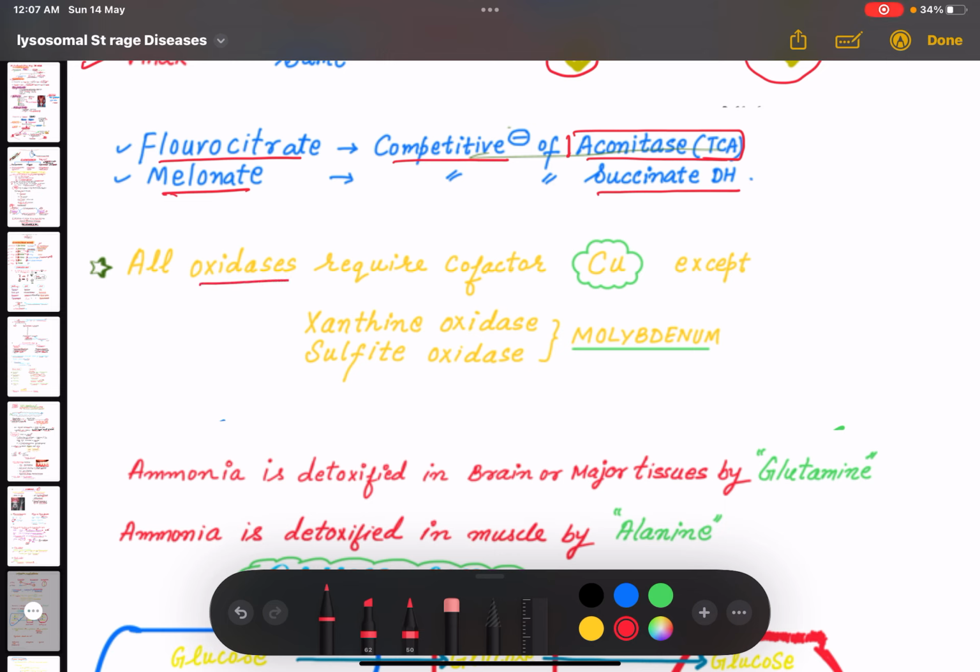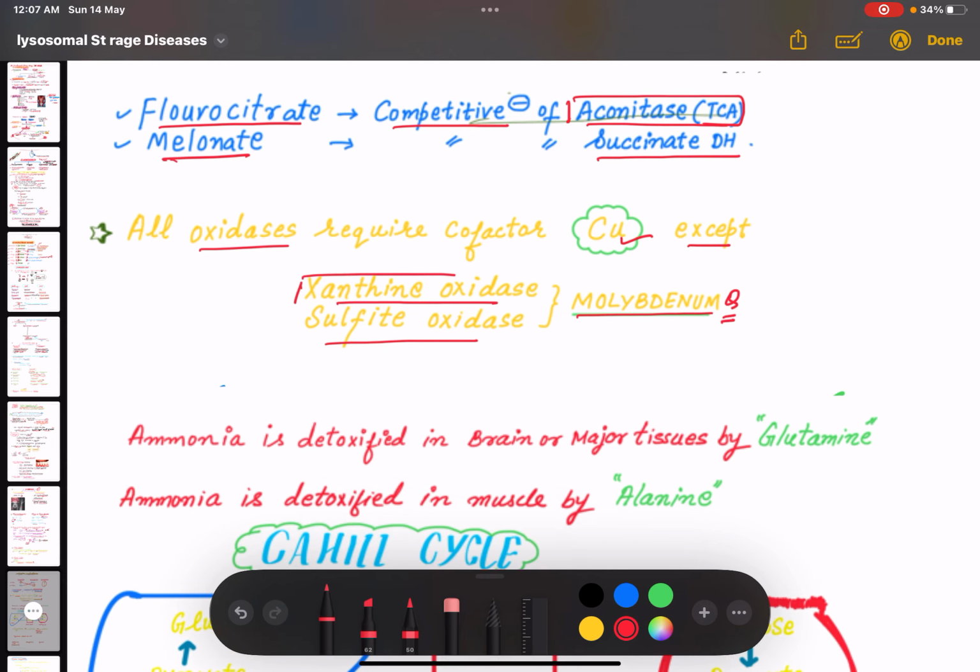All oxidases require cofactor copper except xanthine oxidase and sulfite oxidase. They need molybdenum. Very important. Remember for xanthine oxidase.